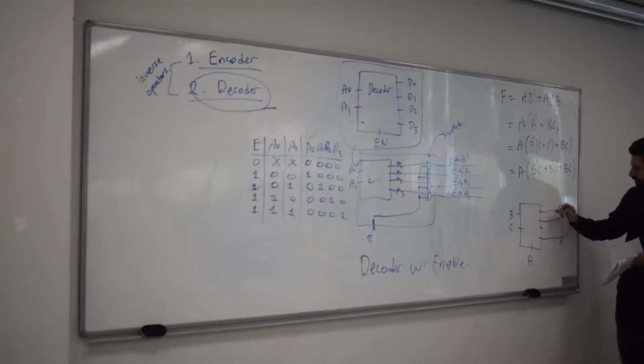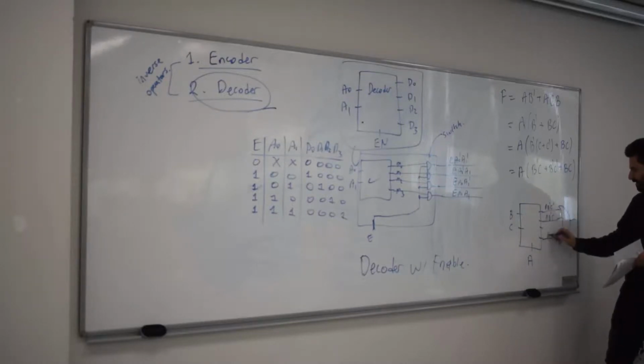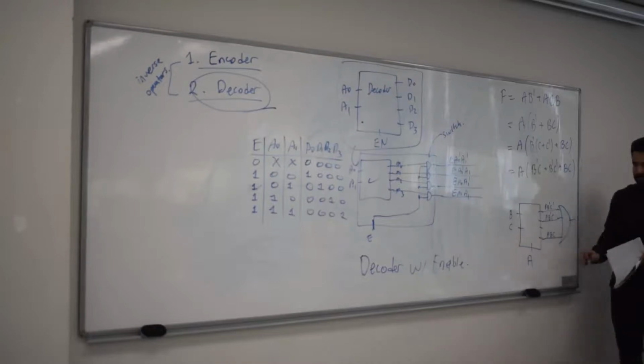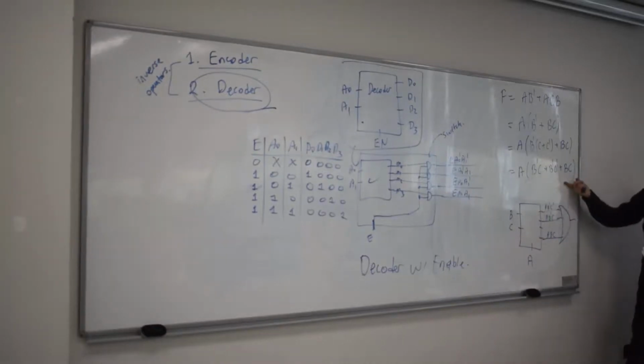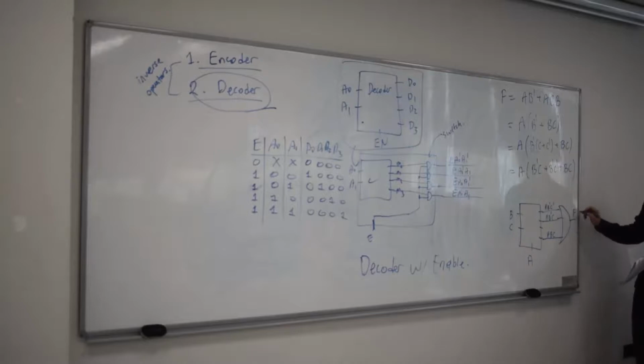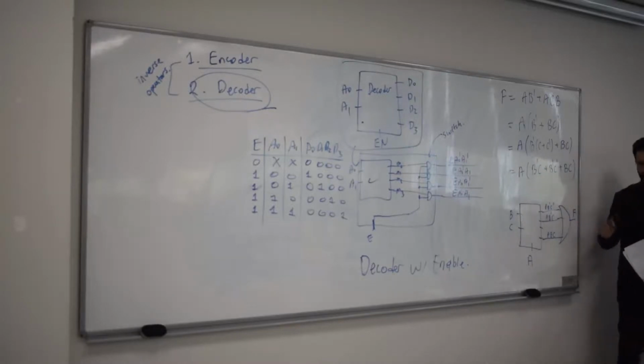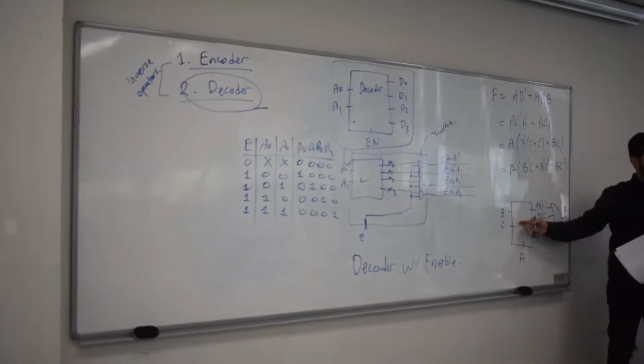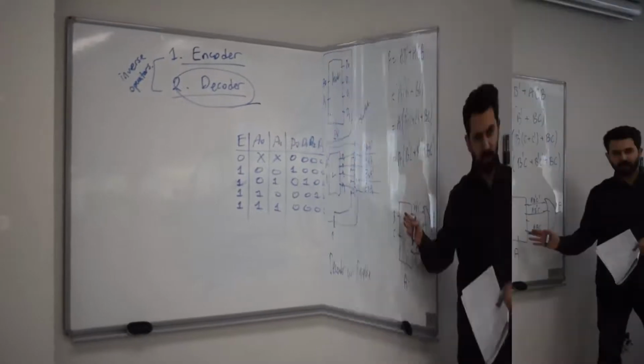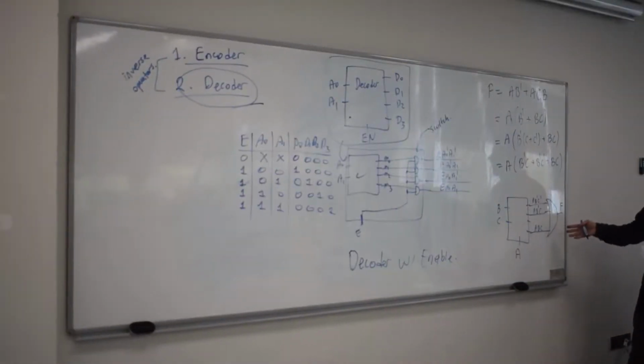Because each one of them now is a B prime C prime, a B prime C, and this is a BC. And this is exactly what I'm looking for, okay? So I finally get my F function, using a decoder with an enable, and I put these inputs to the decoder. I don't need to worry about the rest of the internal design now. Are we good? Yes. Okay.